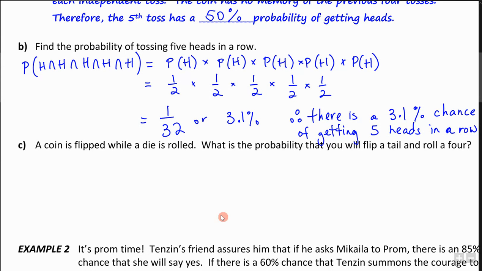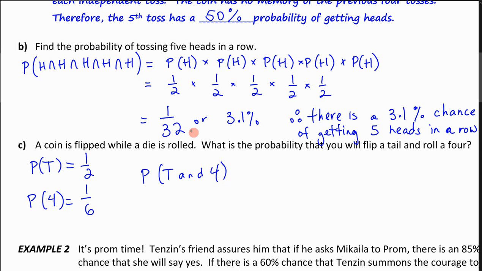A coin is flipped and a die is rolled. What is the probability that you will flip a tail and roll a 4? What's the probability of flipping a tail? P of the event T is equal to 1/2, T for tails. The probability of rolling a 4 is 1 out of 6. So the probability of flipping a tails and rolling a 4 is equal to the probability of flipping a tails times the probability of rolling a 4, which is 1/2 times 1/6, and that's 1/12.